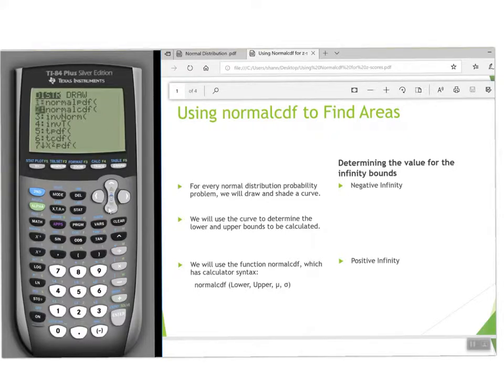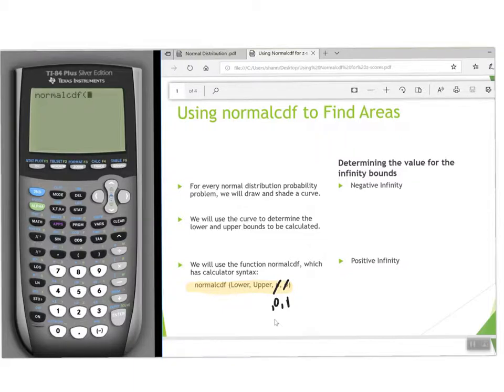So we'll go here to the PDF, and if you click enter on the CDF, the CDF wants this for the syntax. Down here you can see it says it wants normal CDF, it wants the lower bound and upper bound, a mean, and a standard deviation. Since we're focusing on z-scores, our mean for the time being will always be 0, and our standard deviation will always be 1. That leaves us with determining the lower and the upper bounds.